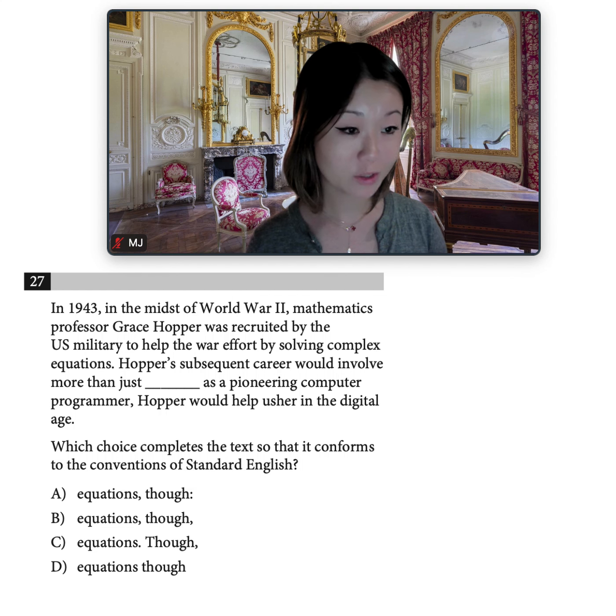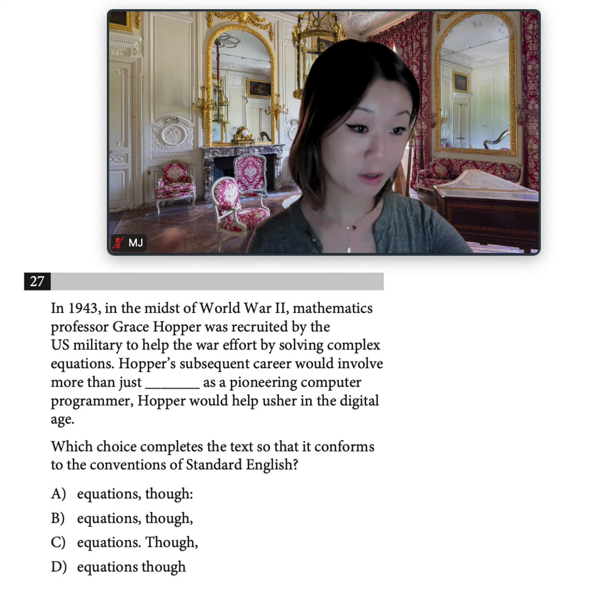The thing that makes this question a difficult one is that it looks like a punctuation question. As you can see, there are commas, semicolons, periods, but actually it's also a transitions question. So that requires two levels of analysis. First, let's start with the punctuation.